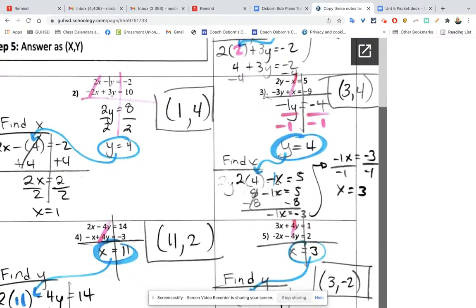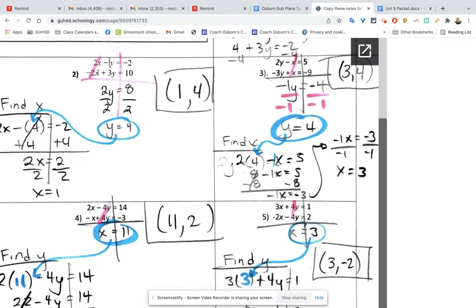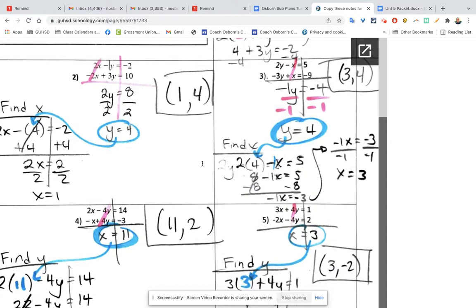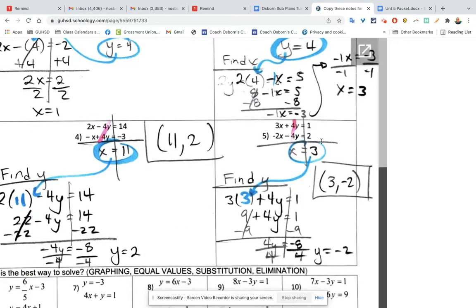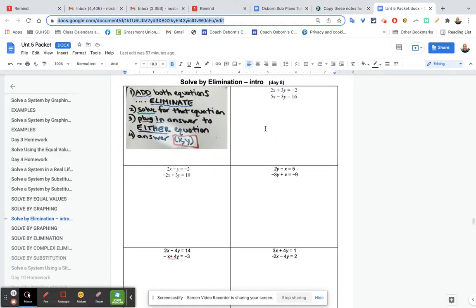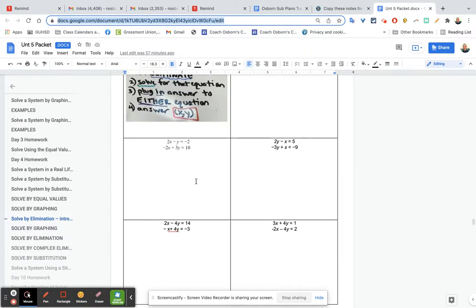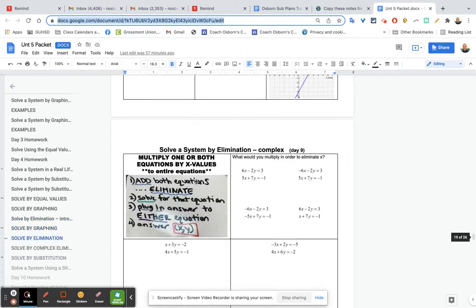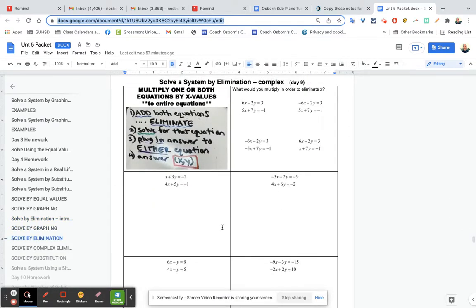So all of these problems we did on 5.5-8, all of them eliminated without us having to change anything. But there are some cases where you're going to have to actually change the equation before you're even able to cancel anything out. Okay, so I'm going to be starting right here on 5-9. I'll be going through these notes kind of in a PowerPoint, so just follow along.